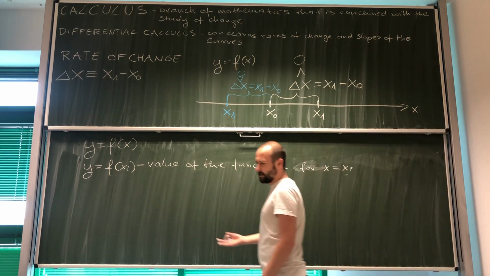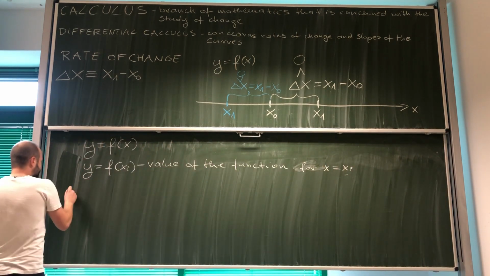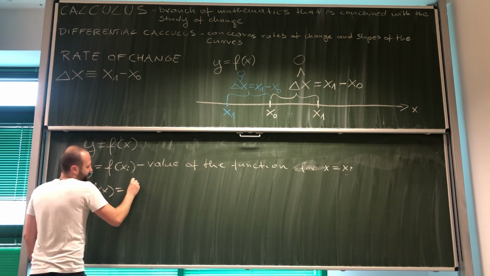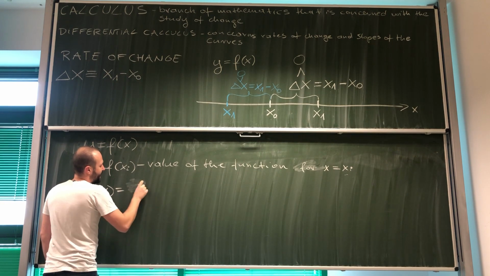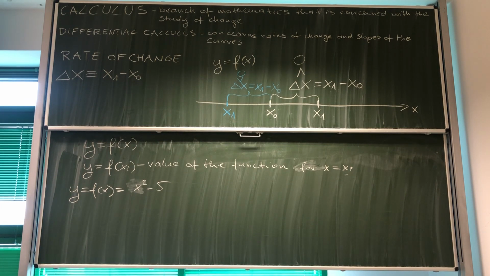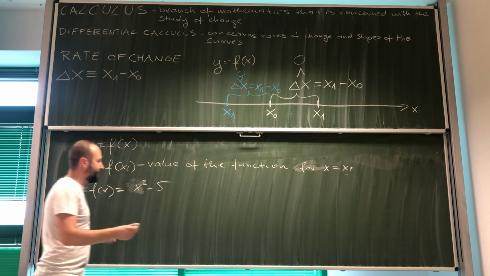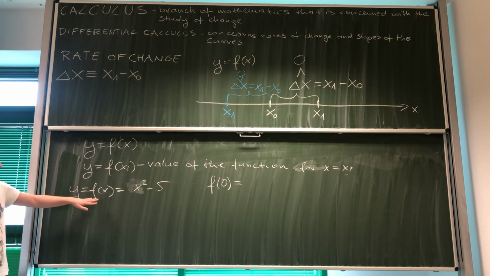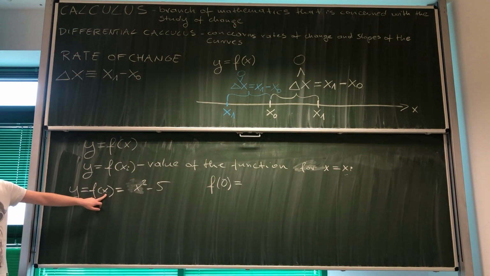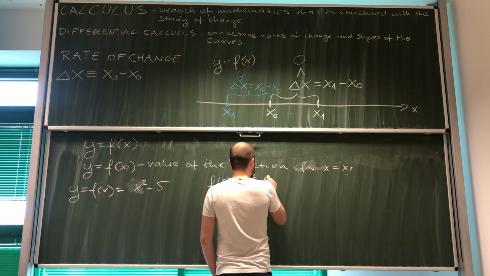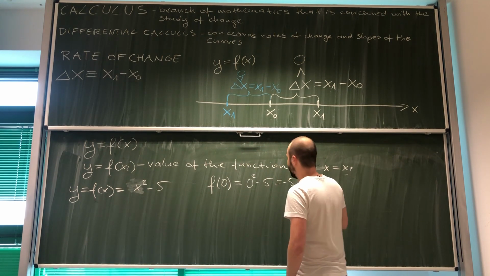Okay, let's practice this using a very simple example. Let's just say that our function y equals f of x is given by x squared minus 5. What is f of 0? Well, f of 0 is what I'm going to get out of this function if I replace x with 0. So here it would be 0 to the power of 2 minus 5, or simply negative 5.